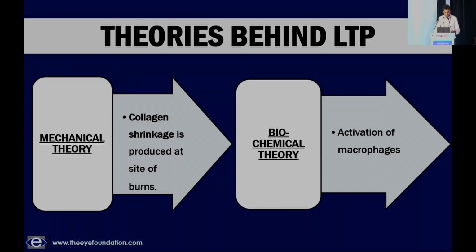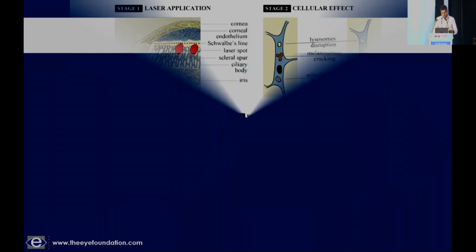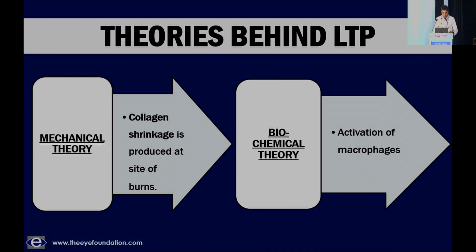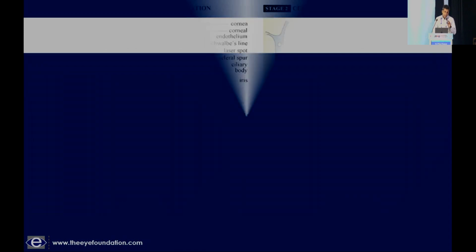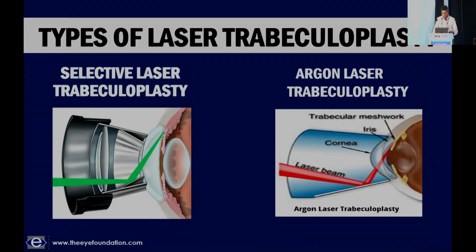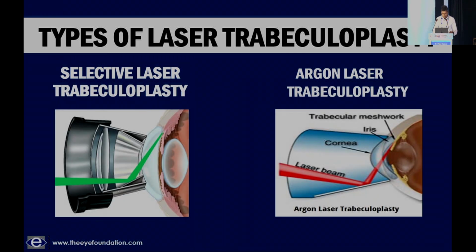There are two theories behind laser trabeculoplasty. One is the mechanical theory, which shows that there is shrinkage of collagen material in the trabecular meshwork, resulting in constriction of the trabecular meshwork, opening up of pores, and improved outflow. The biochemical theory states that there is inflammatory expression of interleukins and TNF-alpha, resulting in activation of macrophages, which clear up debris at the trabecular meshwork pores, and improved outflow.